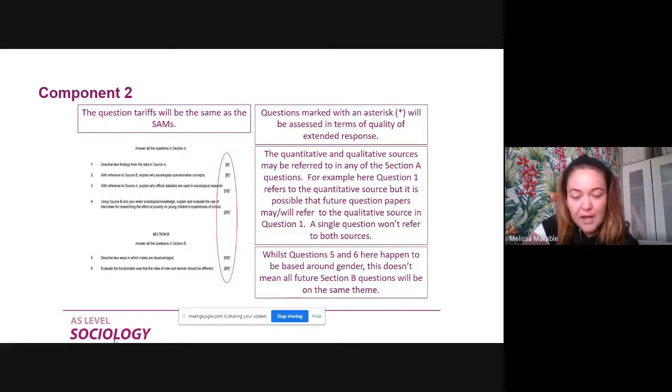Questions 5 to 6 here happen to be based around gender. This doesn't mean all future section B questions will be all on the same theme, so they can switch between class and gender.